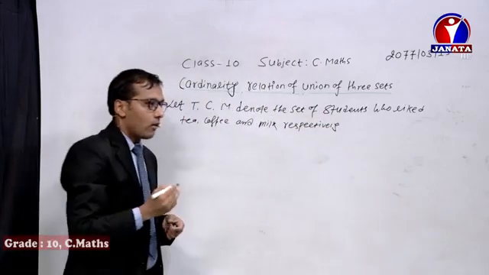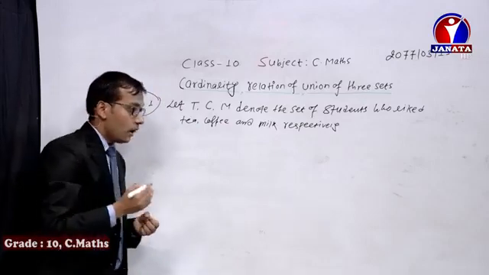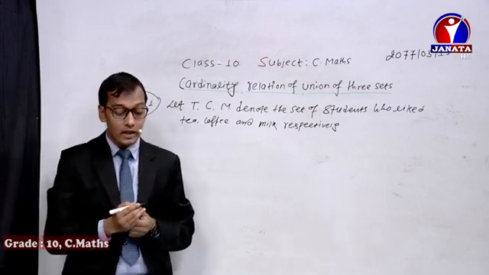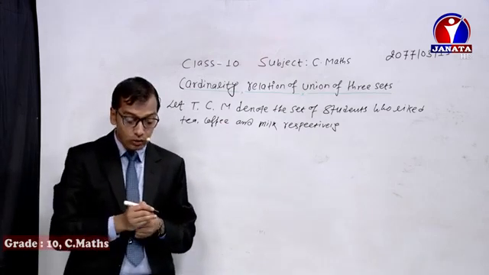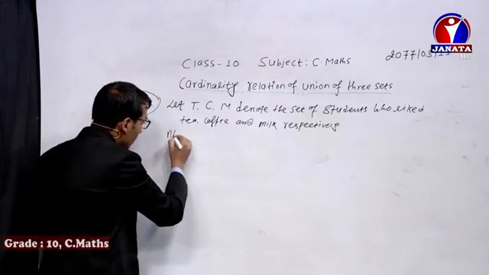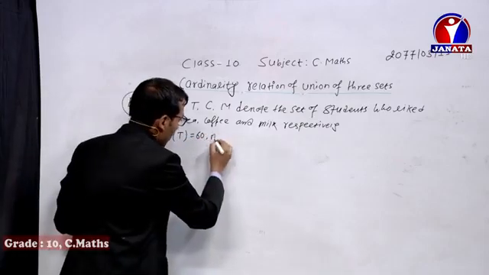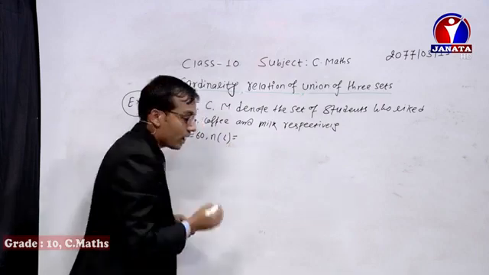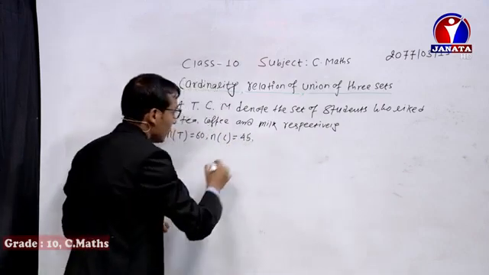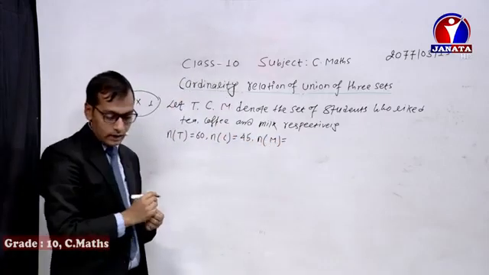Now let's write the information which is given in the question. Here we are asked to find the total number of students. So n(U) is asked, that is unknown. 60 liked T, so n(T) is 60. n(C) we are given, n(C) is 45. What is n(M)?